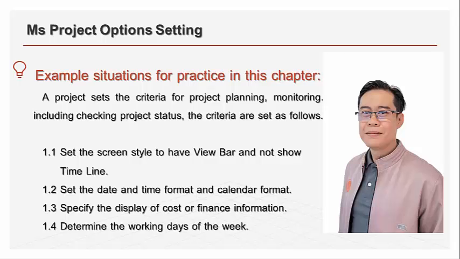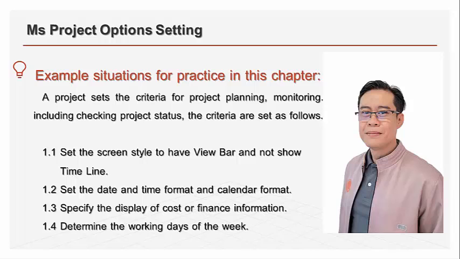Example situations for practice in this chapter. A project sets the criteria for project planning and monitoring, including checking project status. The criteria are set as follows. 1.1. Set the screen style to a view bar and not show timeline. 1.2. Set the date and time format and calendar format. 1.3. Specify the display of cost or finance information.